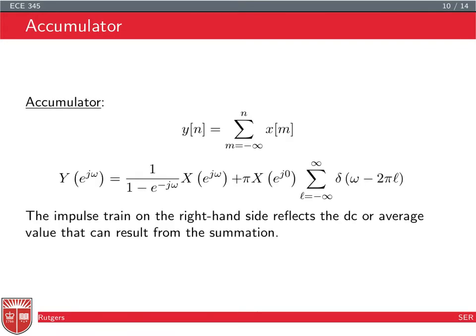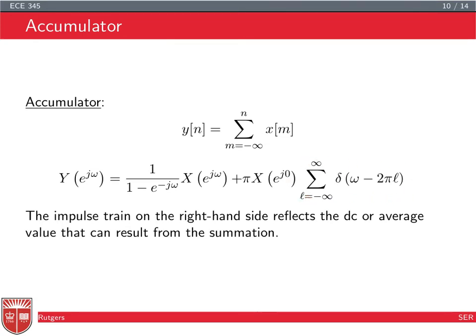The accumulator property of a signal is very similar to the integral, but it's the discrete version of the integral. So here y[n], which is the accumulator, is defined as the sum from m equal to minus infinity to n of x[m]. So it's like I'm integrating from minus infinity to n. And the DTFT of y is 1 over 1 minus e^{-jω} times X(e^{jω}) plus π X(e^{j0}), meaning I'm evaluating the DTFT of x at 0, times a train of impulses.